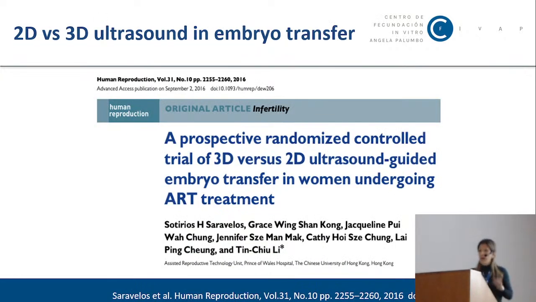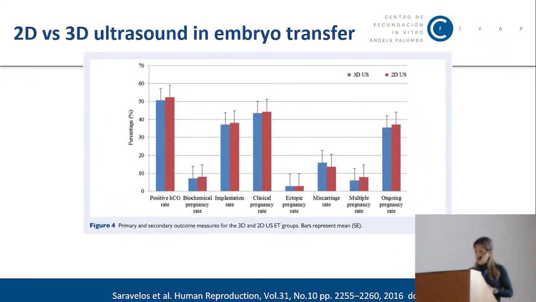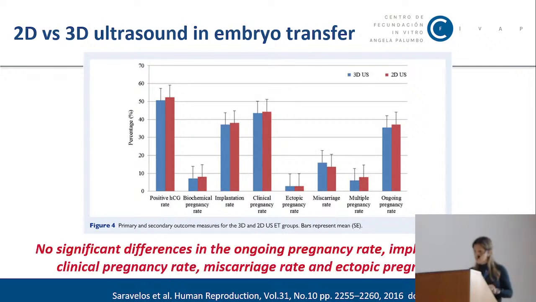Only one randomized controlled trial compared three-dimensional ultrasound with two-dimensional ultrasound. Here we can see in this graph, where the blue bars represent three-dimensional ultrasound and the red bars represent bidimensional ultrasound, the authors didn't find a significant difference in the ongoing pregnancy, implantation, and clinical pregnancy rates, and even in miscarriage and ectopic pregnancy rate.